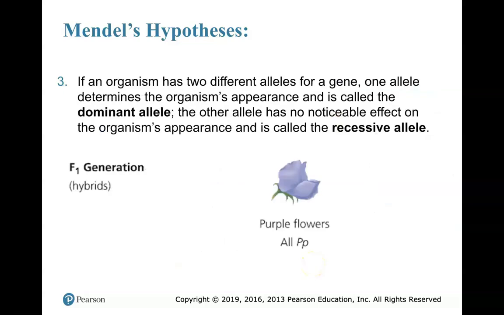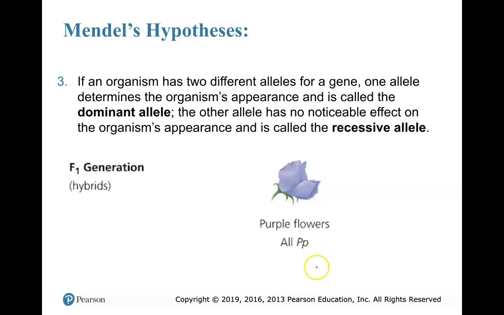So Mendel's third hypothesis has to do with having an allele that's going to determine the appearance of an organism, the one that's actually going to be physically showing, and that's going to be called the dominant allele. And the dominant allele is going to mask the recessive allele. The recessive allele has no noticeable effect on the organism's appearance. The organism still has this allele. It's coded in their DNA, but it's just masked by the dominant allele if it is present.